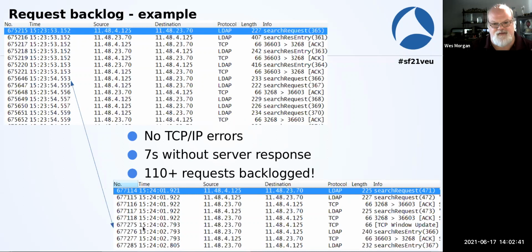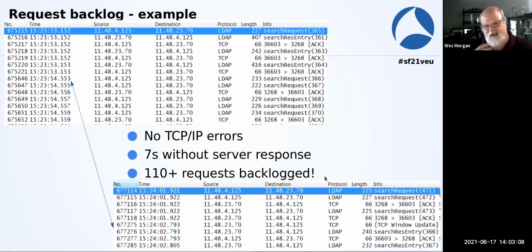And in that period of time, as you can see in the bottom screenshot, we got up to 110 requests or more that are now backlogged, right? It accepted up to our 473rd search request. And then it came back with the result for search 366.